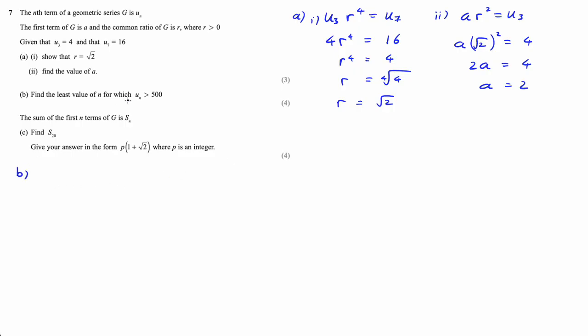Okay, part B, I'll do over here. Find the least value of n for which u of n is greater than 500. Okay, so now I'm going to use my formula. Un equals a r to the n minus 1. Okay, a is 2, and let's do it over here. 2 times root 2 to the power of n minus 1 has to be greater than 500. Okay, this means root 2 to the power of n minus 1 must be greater than 250.